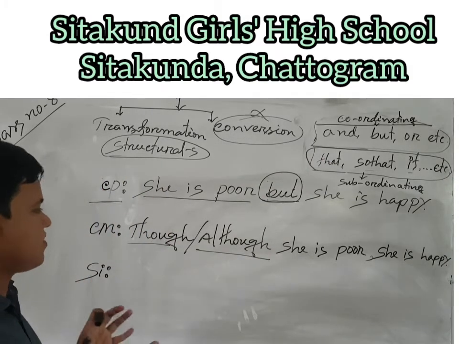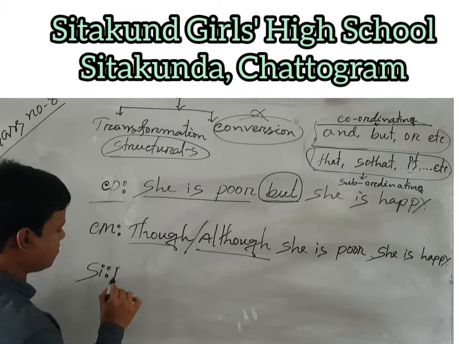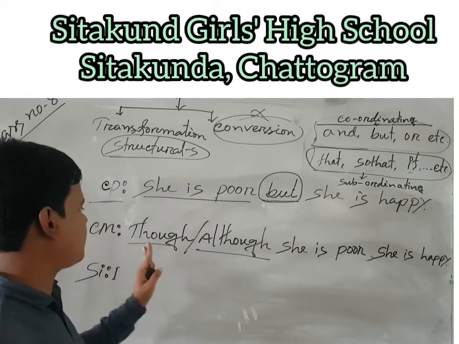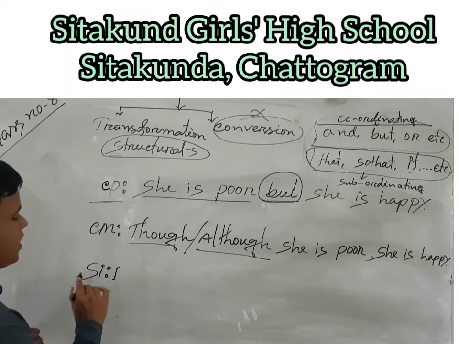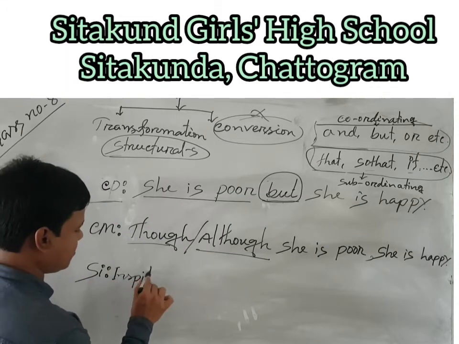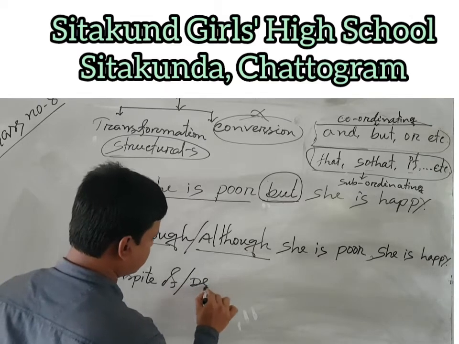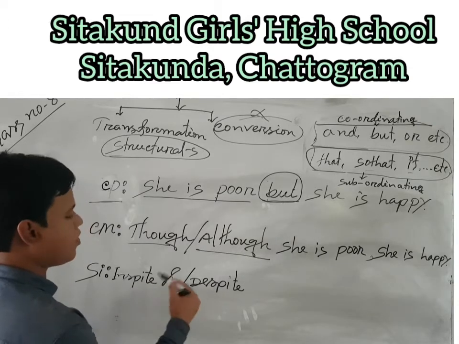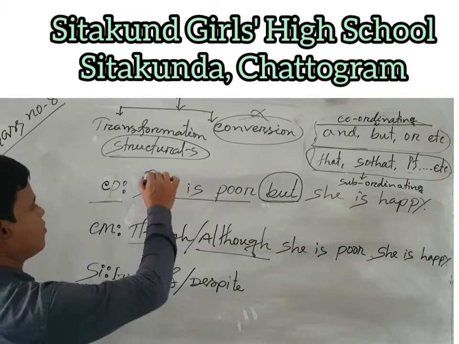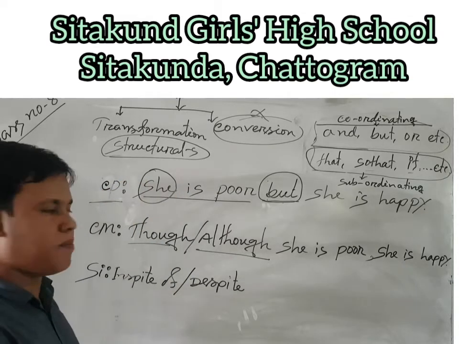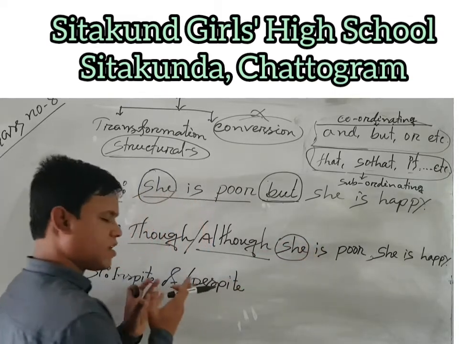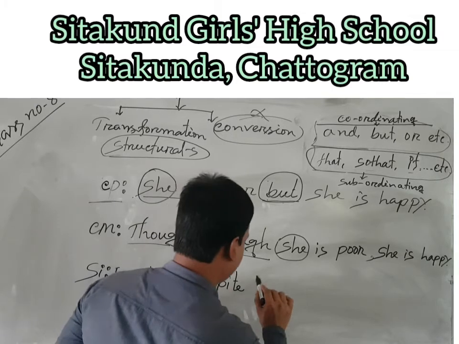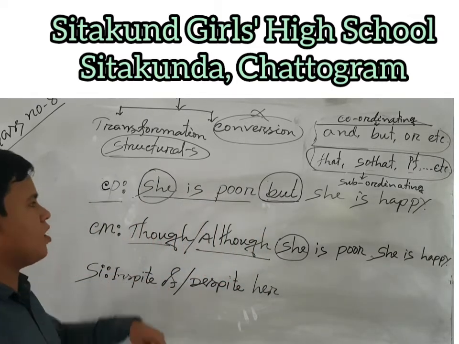Now we are going to discuss simple. If we want to make a simple sentence from the compound sentence containing but or from the complex sentence containing though or although, we have to use here at first in spite of or despite. We have to use one only, in spite of or despite. Then what is the subjective in the compound or the complex? The subjective will be possessive. She is subjective case and her is possessive of she.